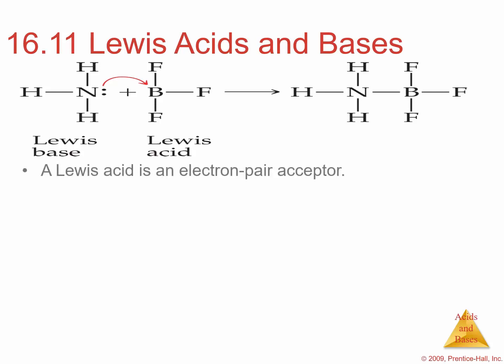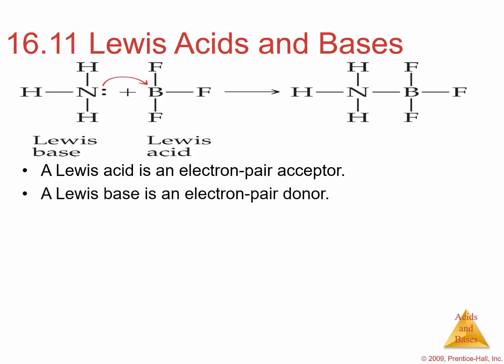G.N. Lewis was the first to notice this aspect of acid-base reactions. He proposed a definition of acid and base that emphasizes the shared electron pair. So a Lewis acid is an electron pair acceptor, and a Lewis base is an electron pair donor.